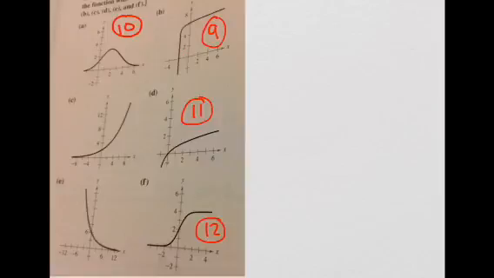So now we're left with 7 and 8. If you look at the exponent, for 7 it's positive, and for 8 it's negative. The negative exponent is going to flip the base to 1 over e, so that would make it a decay. So this would be number 8. So that means that 7 is C.